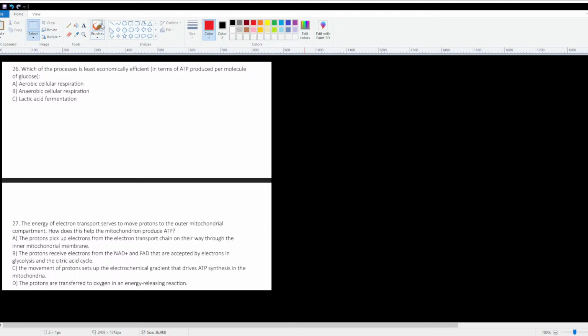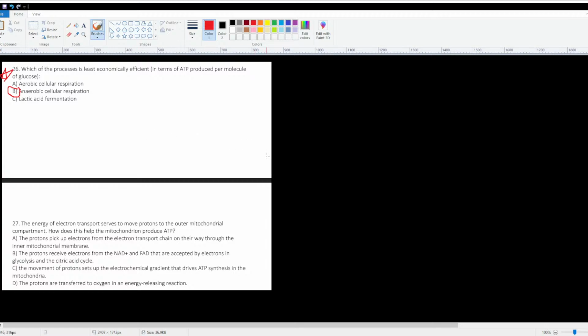So let's see what's going on here. Lactic acid fermentation. Well, that's kind of the same thing as B, or anaerobic cell respiration. The answer is B, so lactic acid fermentation. It could be B or C. Honestly, I think I'm gonna put a star next to this one as well because it could be either one. I'm not 100% sure. It's certainly not aerobic cell respiration.